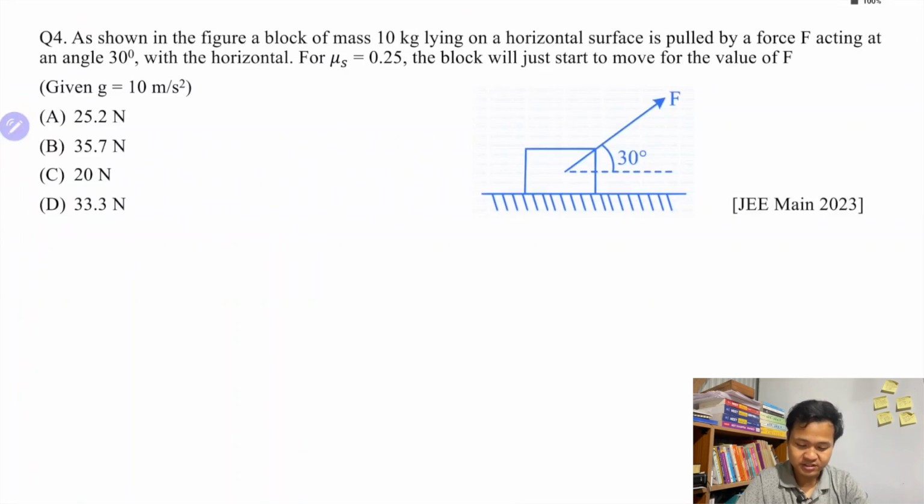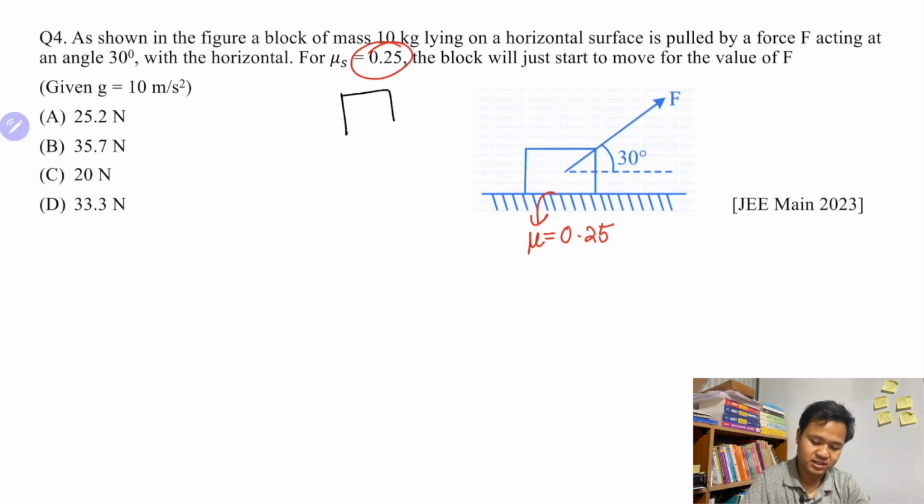Okay, you have one more question here. A mass of 10 kg is lying on a horizontal surface. A force F is applied at 30 degrees. The coefficient of static friction is 0.25, so mu equals 0.25. The question is, the block will just start to move for what value of F? You have to find the F value.